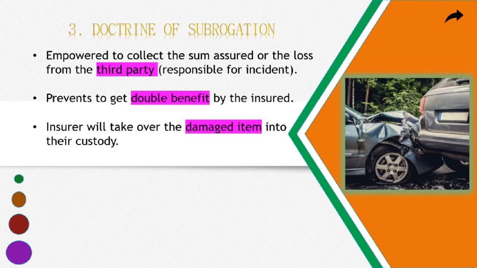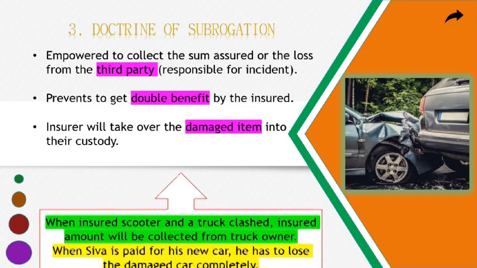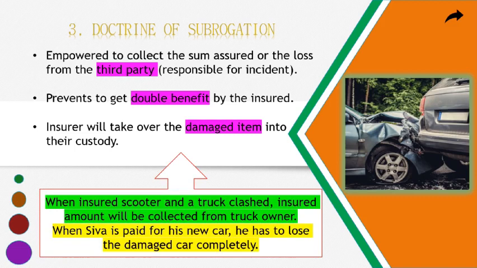This principle also implies that after the insured gets the claim money, the insurer will take the damaged item into his custody. After making the payment of insurance claim, the insurer becomes the owner of the subject matter. For example, Shiva took an insurance policy for his car, and in an accident his car was totally damaged. Insurer paid the full policy value to the insured. Now Shiva can't sell the scrap remained after the incident.